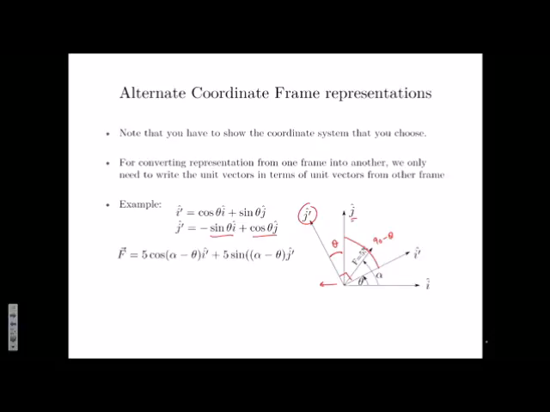On a test, would we ever have to use alternate coordinate frames? Absolutely, yeah. You may be given 2 coordinate frames, and you may have to go from one frame to another. But it's not difficult because you can always write unit vectors in terms of other unit vectors.